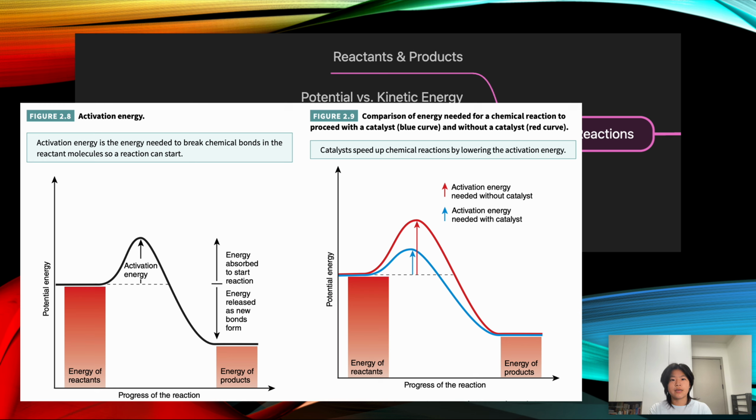And then what catalysts do is that catalysts lower the activation energy. So in the second graph that we can see, the blue curve is the activation needed with the catalyst. So when you need less activation energy, it's easier to start a reaction. So this is why catalysts often speed up reactions. And in the case of living organisms, our biological catalysts are called enzymes. So this would be helpful to just know.